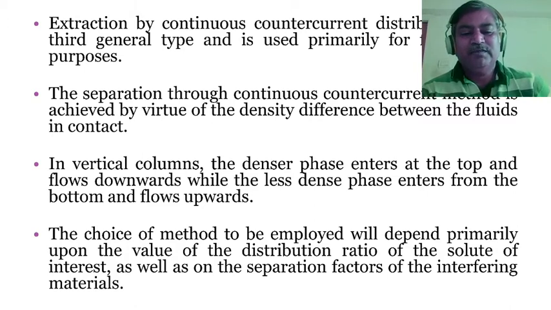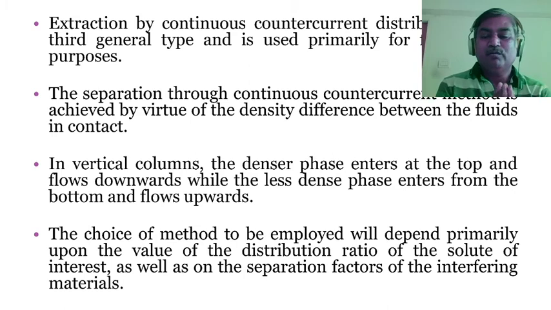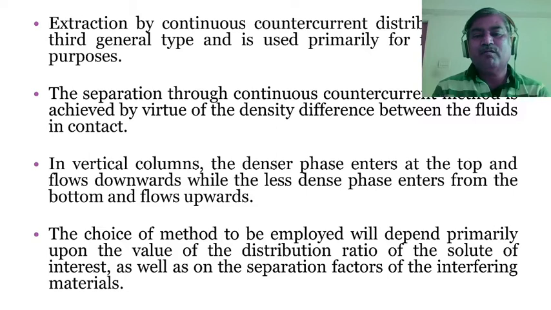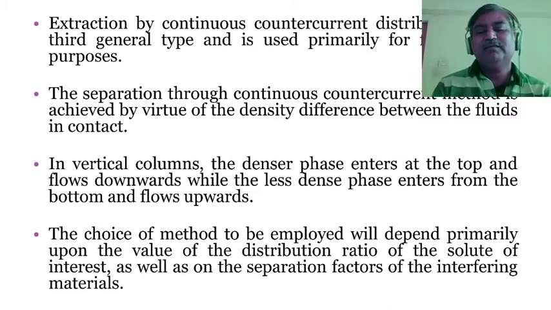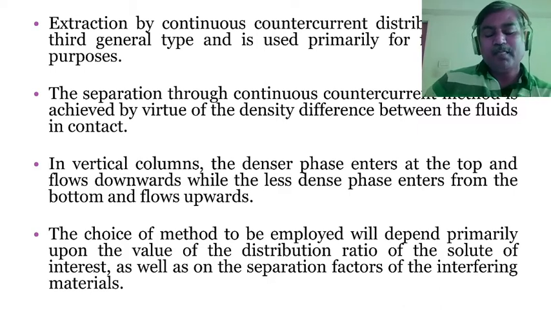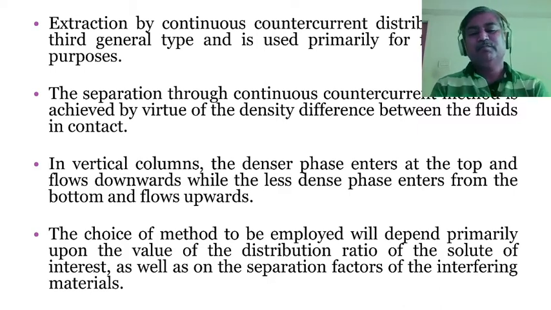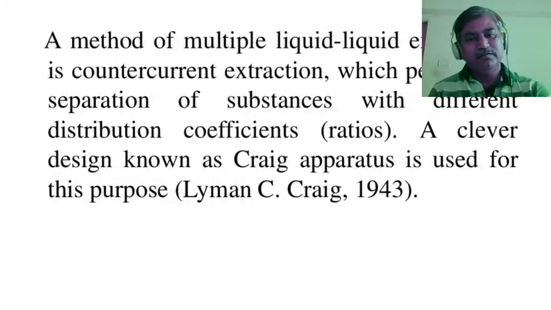That is, one phase is the denser phase and the other phase is the weaker phase having lower density. These move in opposite directions via the column and come in contact with each other. Then the choice of method to be employed depends primarily upon the value of the distribution ratio of the solute of interest. Substances whose distribution ratio is close can be separated by this method.